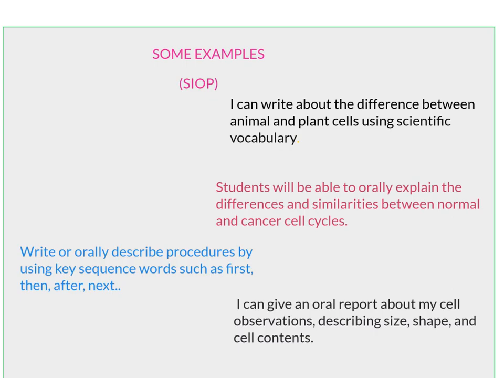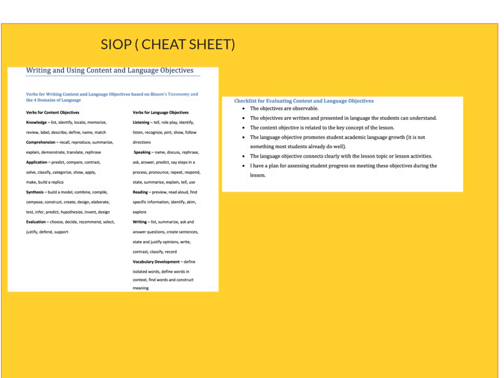All right, and remember that language objectives are linked to the 4 basic language skills: writing, listening, reading, and speaking. To end my video, I leave you with this cheat sheet from SIOP that you can find online. And it's basically a sheet that is going to help you to write your language objectives.